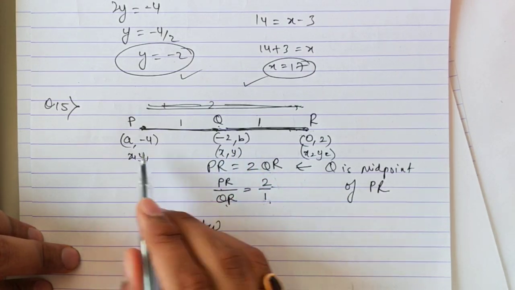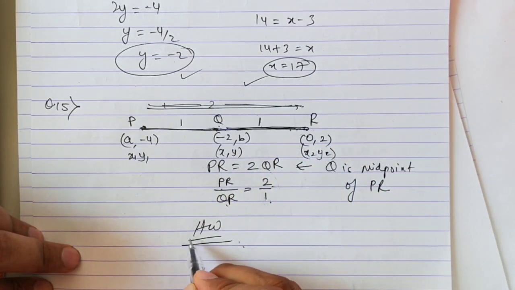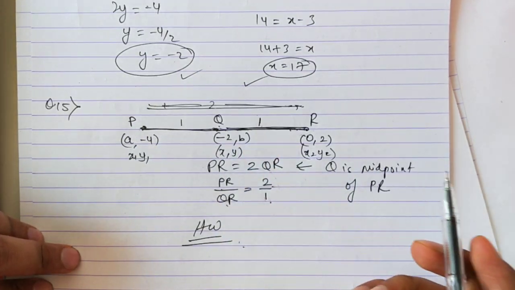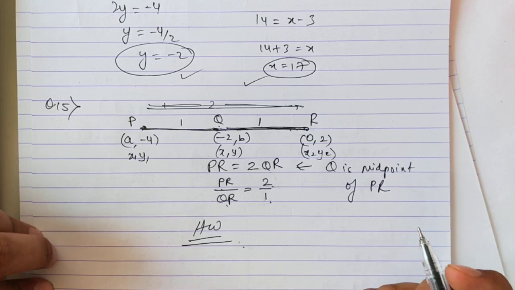This is xy, x1 y1, x2 y2. You write the midpoint formula, substitute these values, you will get the value of A and B. Okay, copy this.